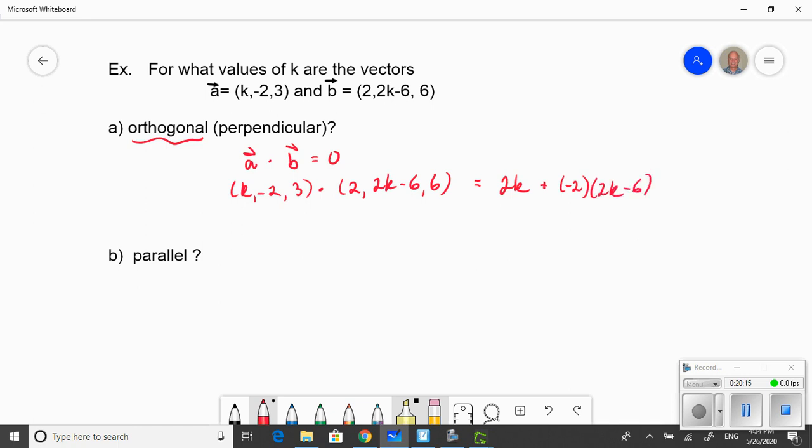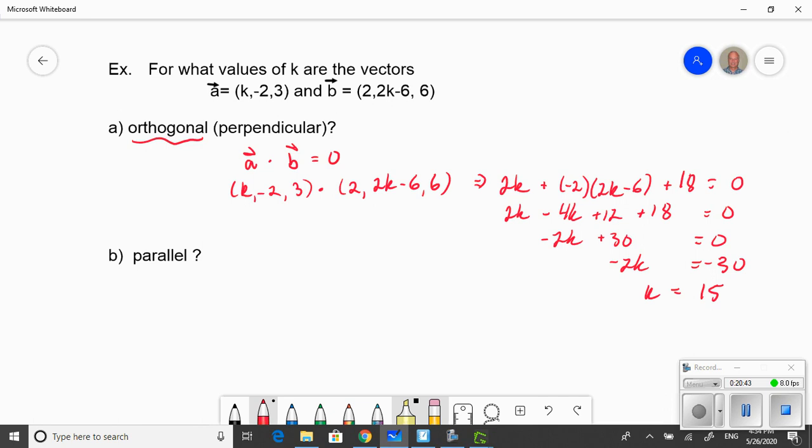I got to work on that one. And then 3 times 6 is 18. That equals 0. So I've got 2k minus 4k plus 12 plus 18 equals 0. It looks like I've got negative 2k plus 30 equals 0. Negative 2k equals negative 30. K must equal 15.